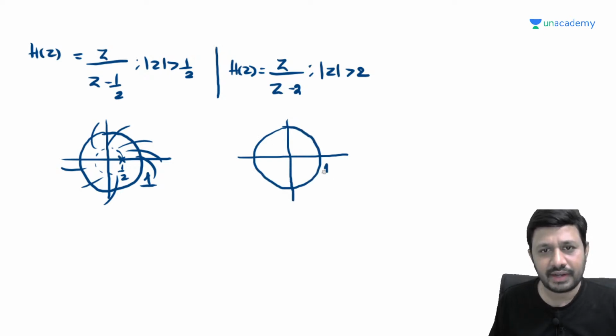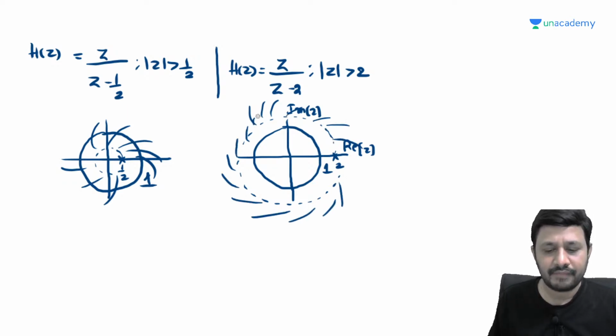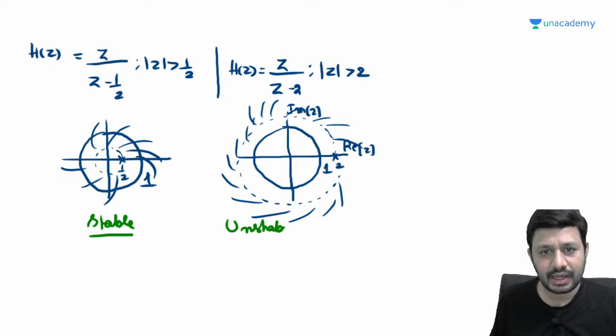In the second case, what will happen? This is the real part of z, imaginary part of z. The pole is at 2. Now if you try to plot the ROC, the ROC is mod z greater than 2. It doesn't include the unit circle. What is your conclusion? If the ROC includes the unit circle, we call it a stable LTI system. Here, this is unstable.